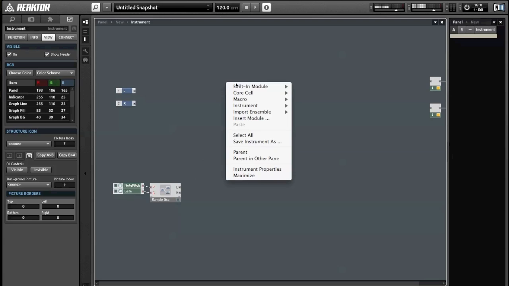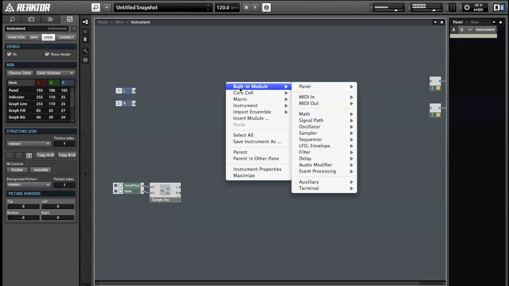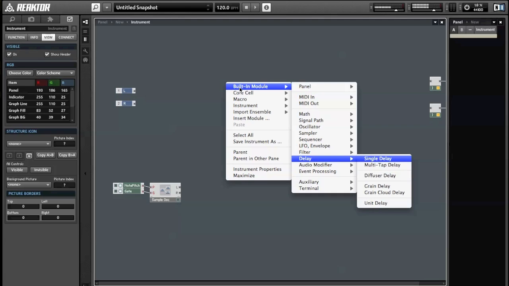We're going to be talking about delay lines and how awesome they are. We're going to be focusing on the delay aspect today. First thing we're going to do is go to built-in module, go down to the delay category, and we see a bunch of different options. There's a lot of fun things to experiment with here. We have multi-tap, diffuser delays for reverb, some grain delays, and a unit delay for filter design or for techie stuff.